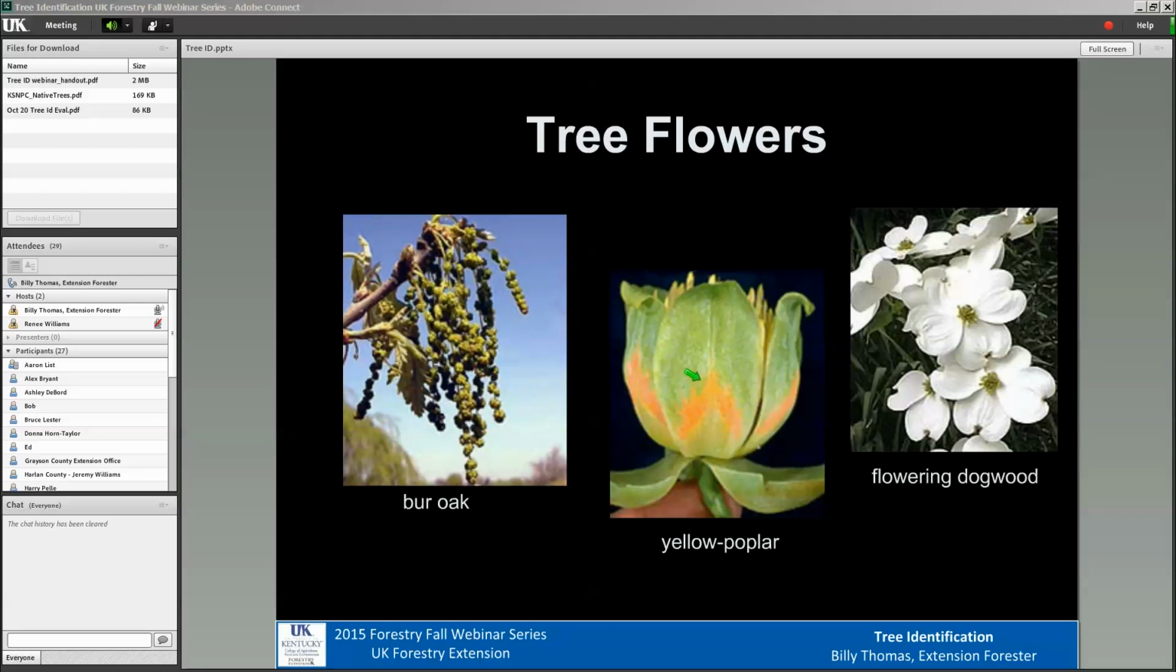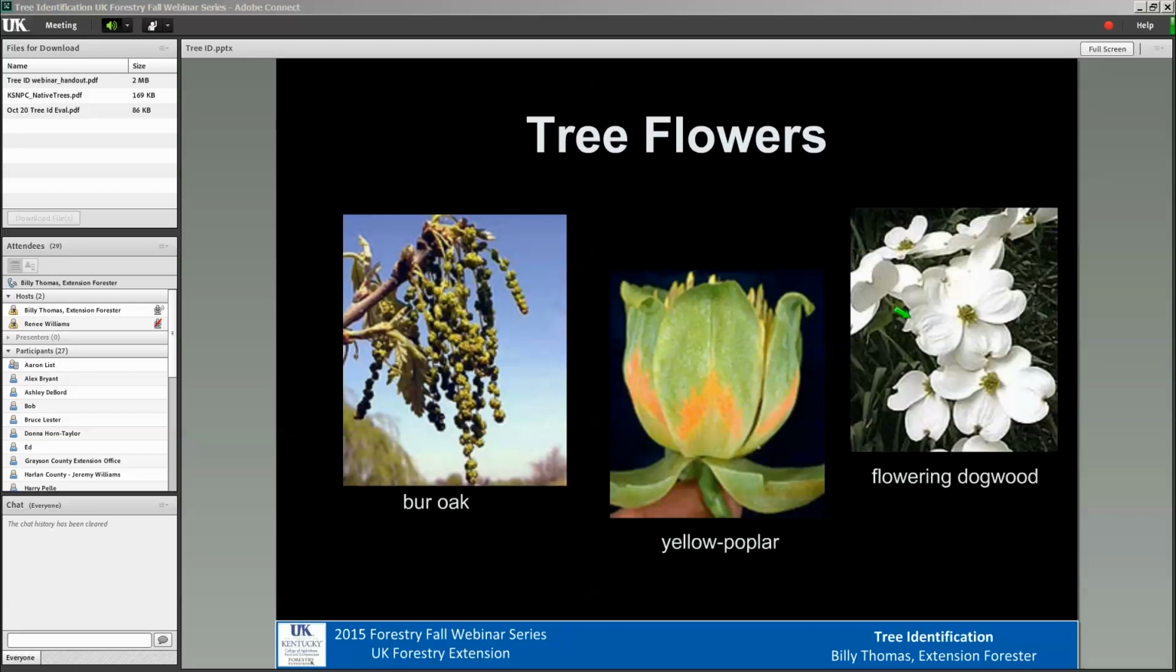And then one that's really distinctive here is the yellow poplar. Again, a beautiful green and yellow, a little bit of orange in there. It's a really large flower. You've probably seen it before. Sometimes you'll see them on the ground below the trees, but it's a beautiful flower. Once you see that, you know what you're dealing with, because there's nothing else that looks like it here in Kentucky.